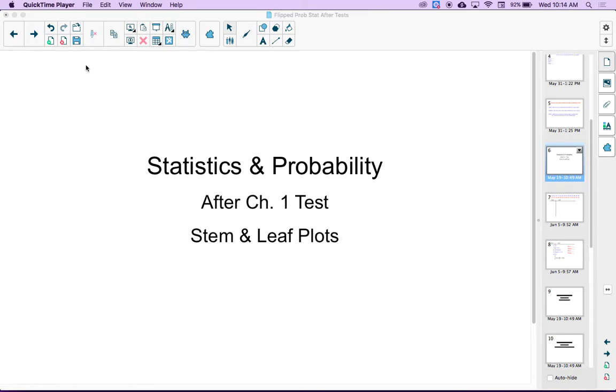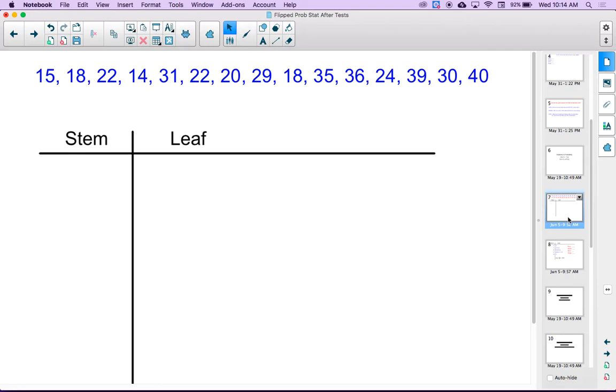All right, so you have completed your Chapter 1 test. Now it's time for our statistics and probability lesson, and this one will be on stem and leaf plots. A stem and leaf plot is a way to organize numbers using a chart that looks like this. The stems go on the left, leaves on the right.